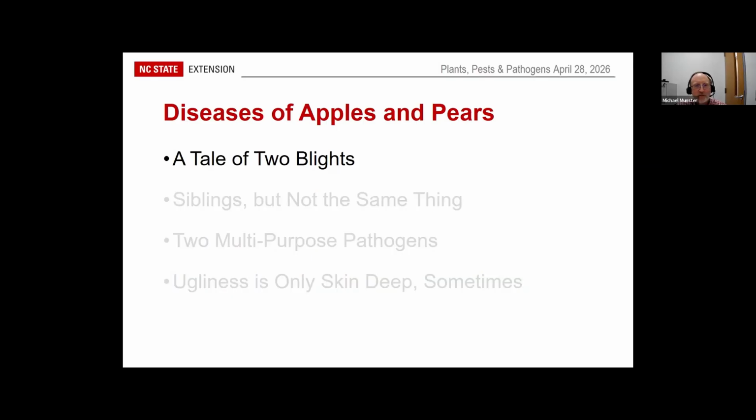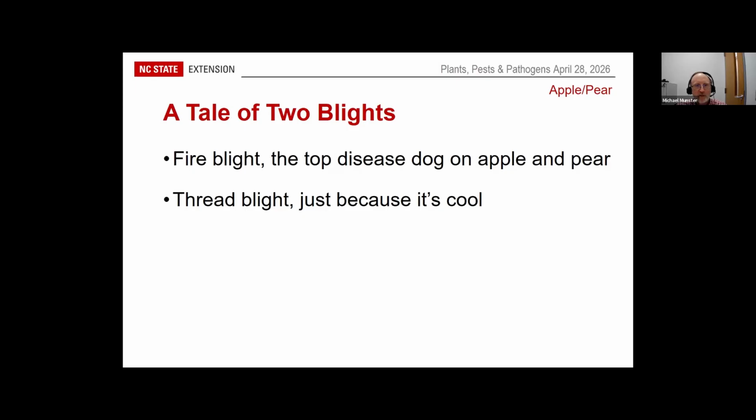So let's start out with a tale of 2 blights. We're going to talk about fire blight here, which is our top dog in terms of the diseases that we see on apple and pear. Over 10% of our diagnoses on apples and pears that come into the clinic is this particular disease, fire blight. And then I also want to talk about thread blight just because it's a really interesting looking pathogen.